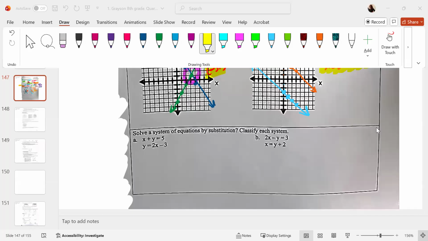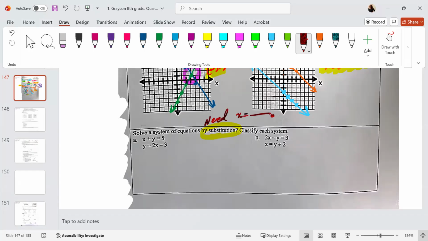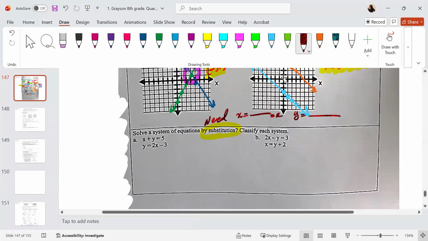All right. Solve a system of equations by substitution. Do you remember substitution? Remember, substitution means to replace, right? You've got to have one equation, either x equals something or y equals something, right? And the other one's usually in standard form. Do you understand? So in this case, which one are you substituting? Are you substituting x or are you substituting y for a? Which one's set up properly?